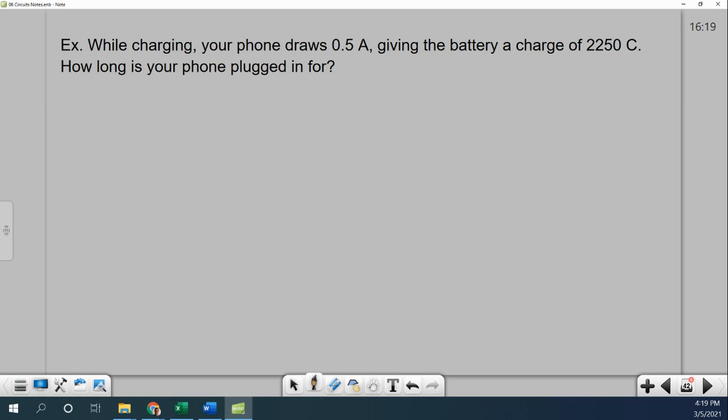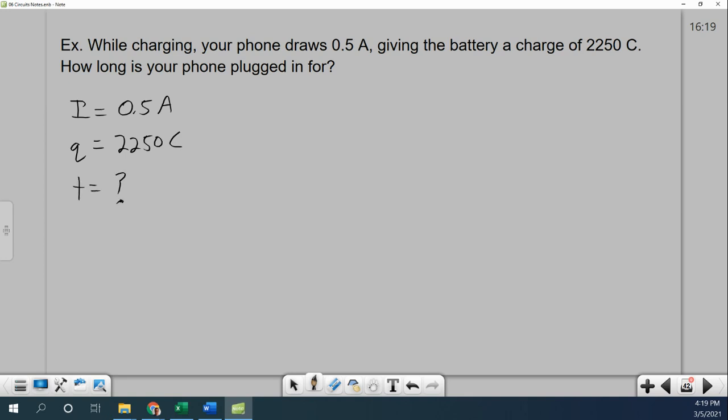All right, last one, I promise. While charging, your phone draws 0.5 amps. That's my current. Giving the battery a charge of 2,250 coulombs. Charge is Q. How long is your phone plugged in for?